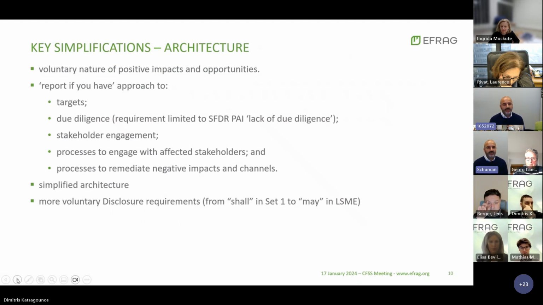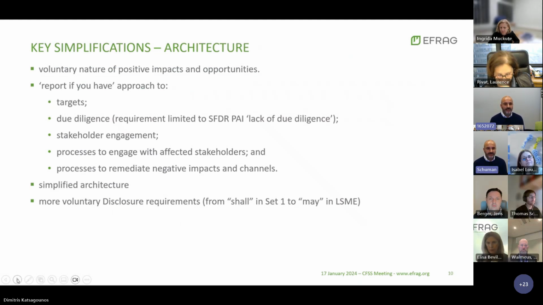Those are the key simplifications applied in LSME compared to Set 1. As mentioned before, we have a voluntary nature of positive impacts and opportunities due to the fact that they are not explicitly covered in CSRD, in the article of CSRD dedicated to the listed SMEs standard. We have a so-called report-if-you-have approach for targets, due diligence, stakeholder engagement, the process to engage with affected stakeholders, and the process to remediate negative impacts and channels.